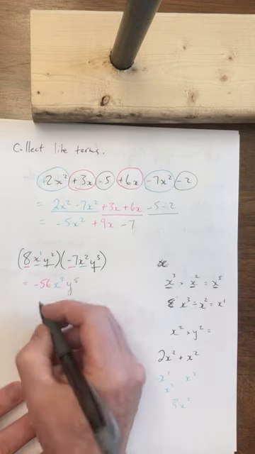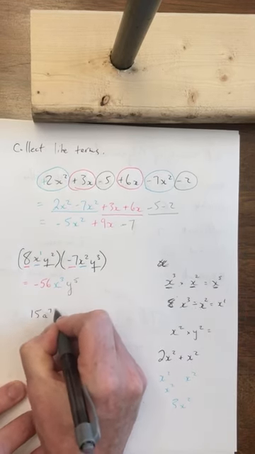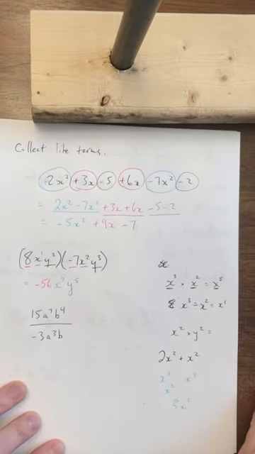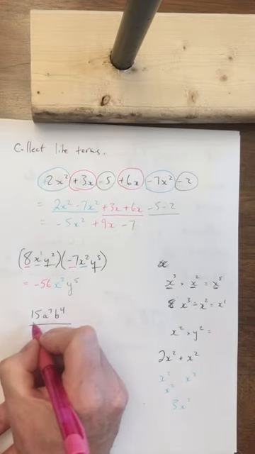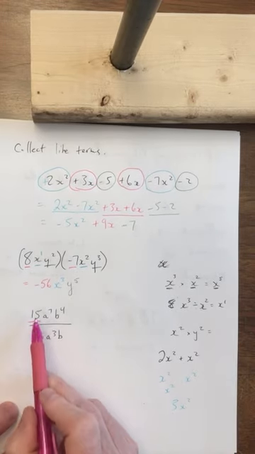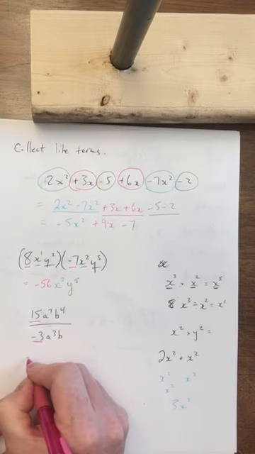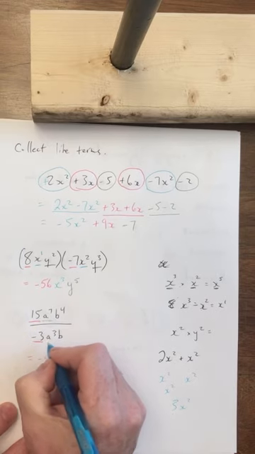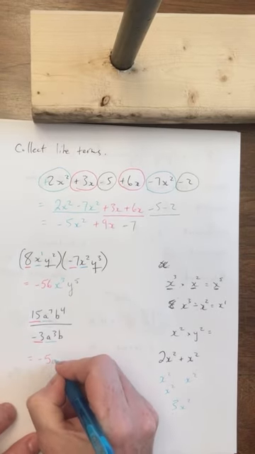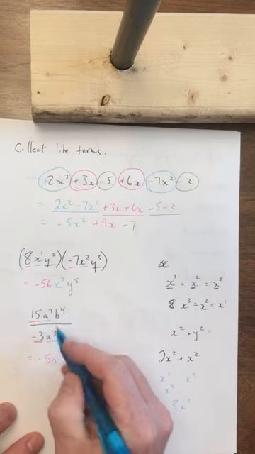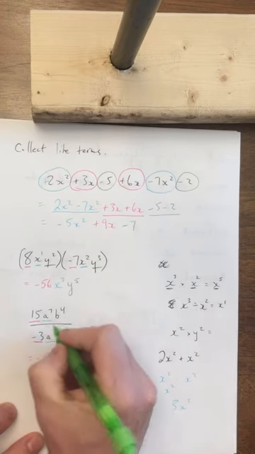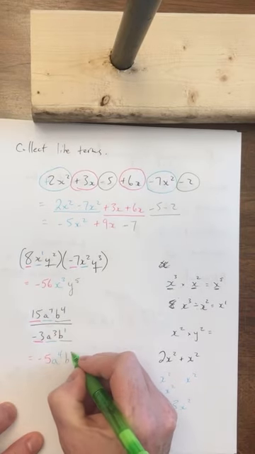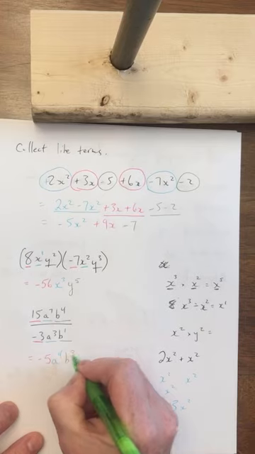All right, let's do a couple more examples here. We have 15a^7b^4 divided by minus 3a^3b. Once again, we are going to look at our coefficients. 15 divided by negative 3 is negative 5. a^7 divided by a^3, keep the base, subtract the exponents. 7 minus 3 is 4. And b^4 divided by b^1, keep the base, subtract the exponents. 4 minus 1 is 3.